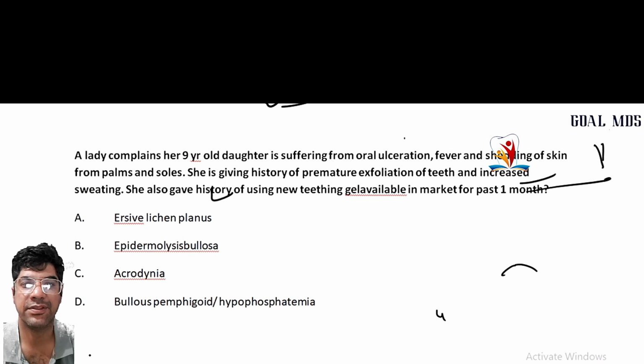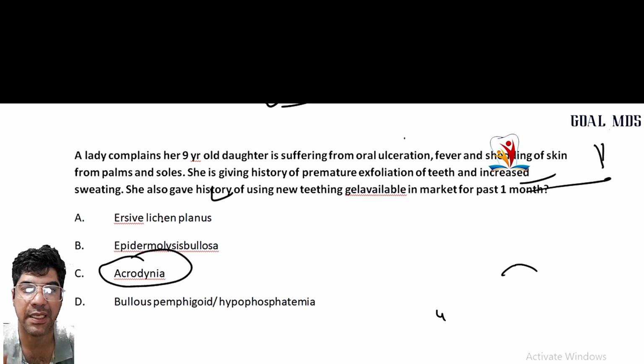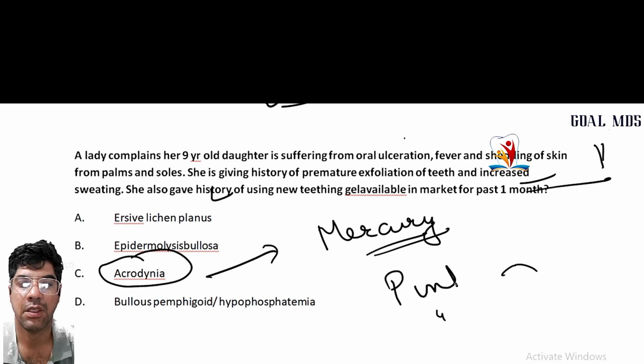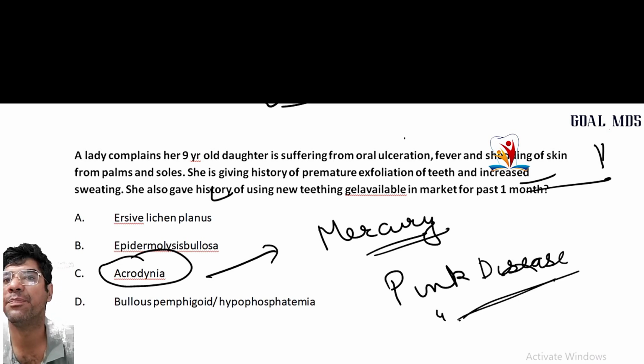A lady complains her 9-year-old daughter is suffering from oral ulceration, fever, and shedding of skin from palms and soles. She is giving a history of premature exfoliation of teeth and increased sweating. So all these features are of acrodynia. Remember, acrodynia is due to chronic mercury poisoning. It is also known as pink disease.